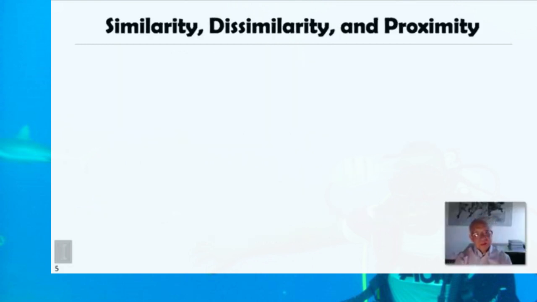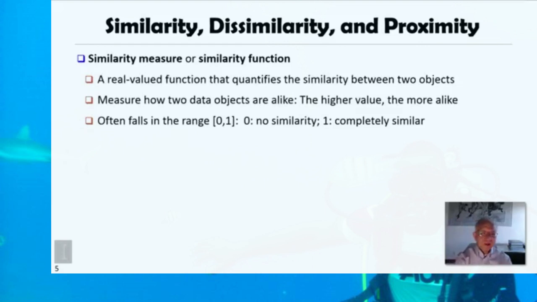For terminologies, people actually want to distinguish quite similar things called similarity measure, dissimilarity measure, or proximity measure. What is a similarity measure or similarity function? Usually, a similarity function is a real-valued function to quantify the similarity between two objects. Usually, the higher the value, the more similar. The value range is 0 to 1. 0 means there's no similarity. 1 means they are completely similar or identical.